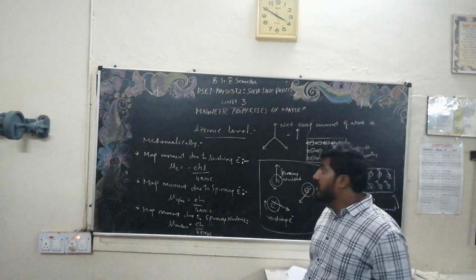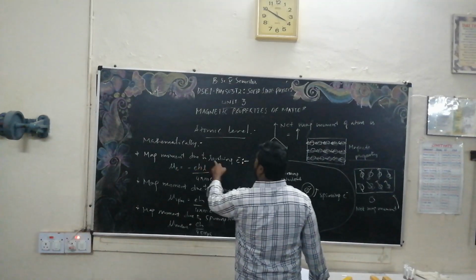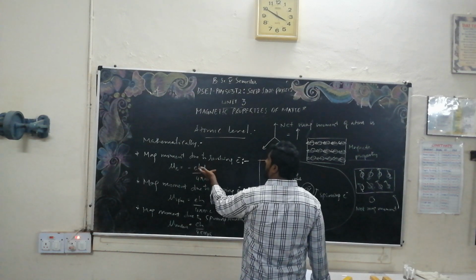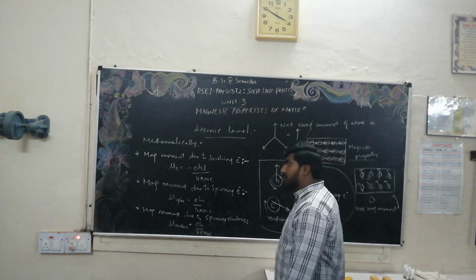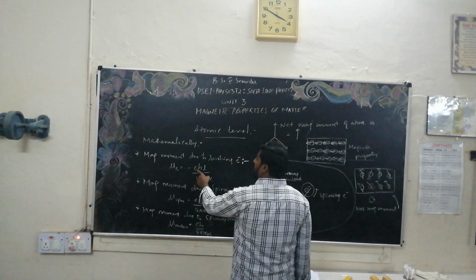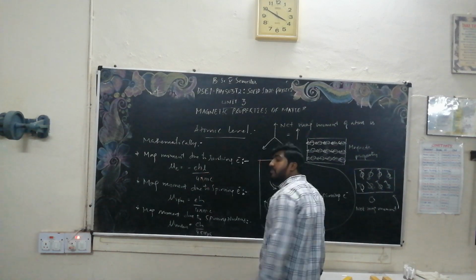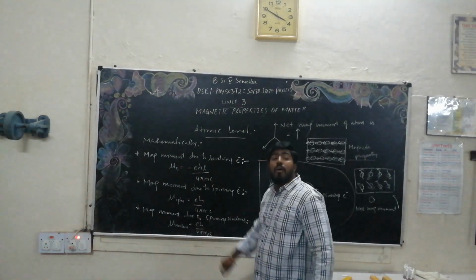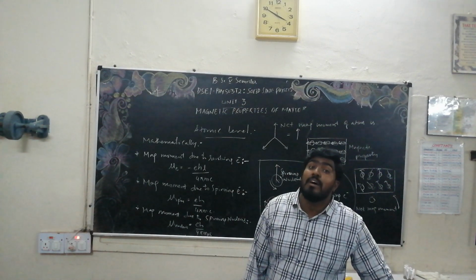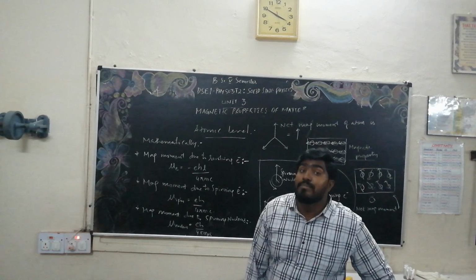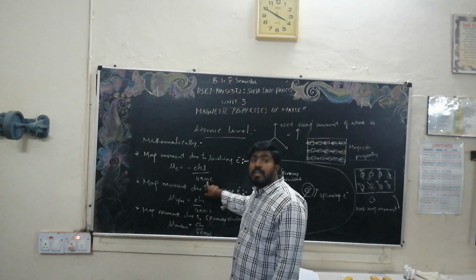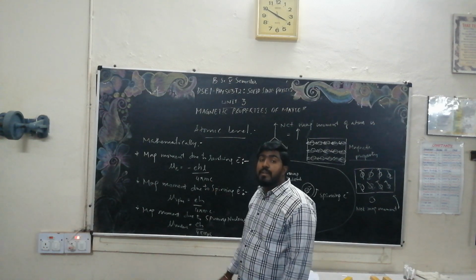Mathematically, the magnetic moment due to the revolving electron is given by minus ehL divided by 4 pi mc. This is the magnetic moment of the revolving electron. Here e is the charge of the electron, h is Planck's constant, and L is the orbital quantum number. It tells us about the shape of the orbit and also the size of the orbit. And in 4 pi mc, m is the mass of the electron and c is the speed of light.